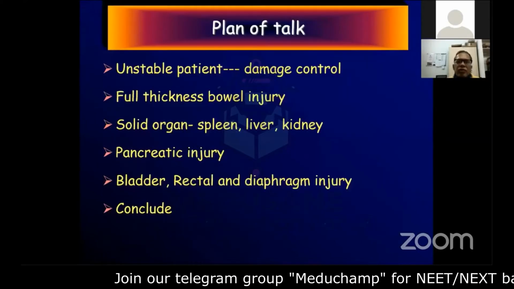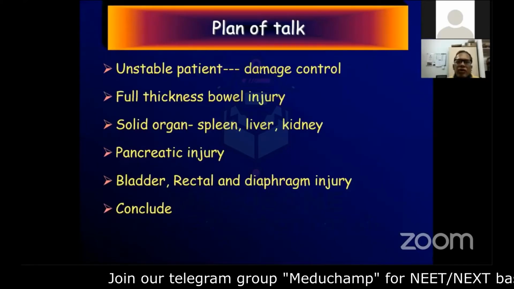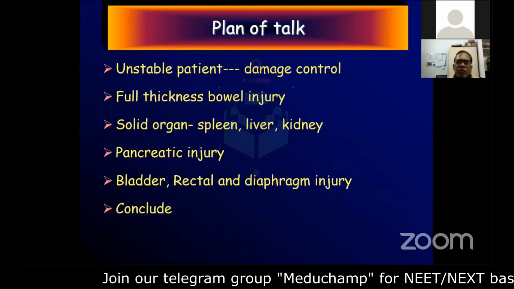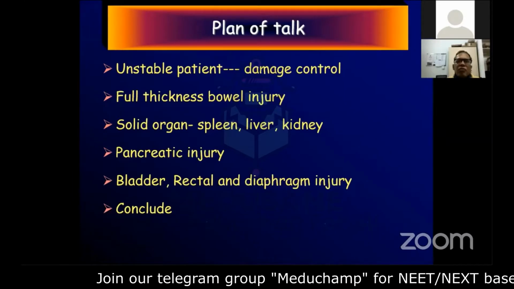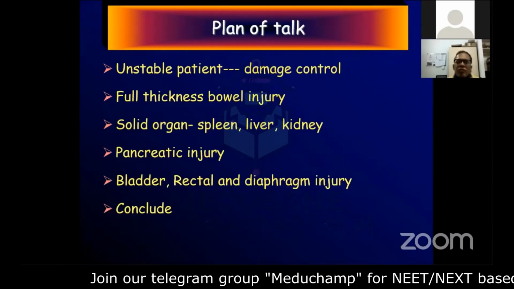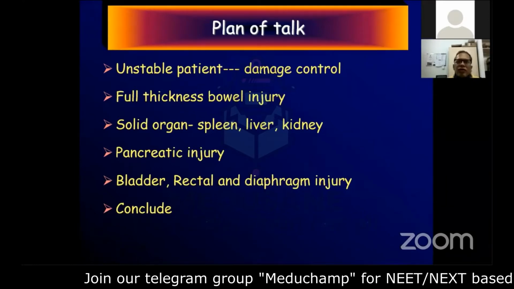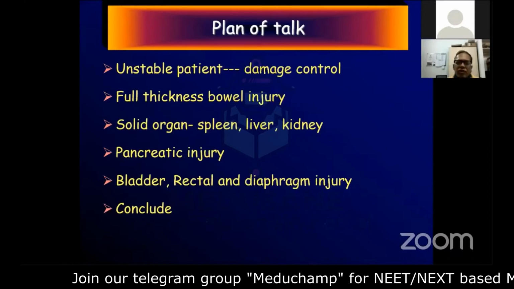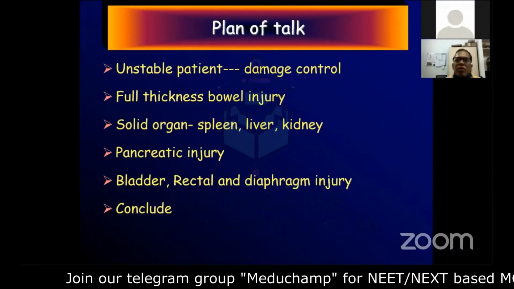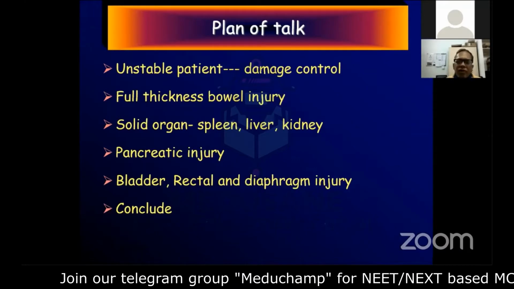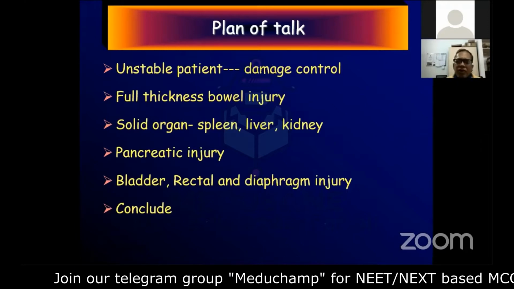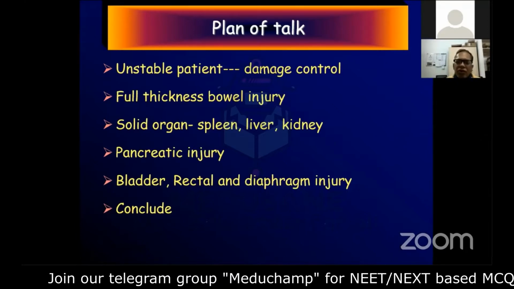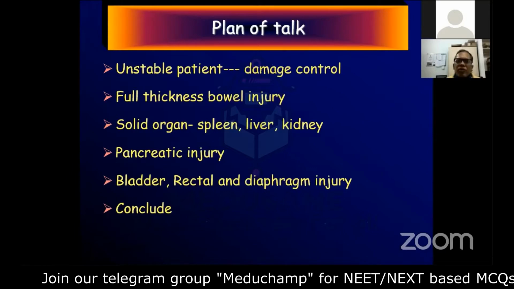In the plan of the talk, I'll tell you there are three scenarios when you see an abdominal injury. When the patient is unstable, that means his pulse rate is very high and his BP is very low, in this situation you'll have to do resuscitation fast. If there is full thickness bowel injury, that means there will be gas under the diaphragm, and the person needs laparotomy, but resuscitate, and you can wait for a few hours.